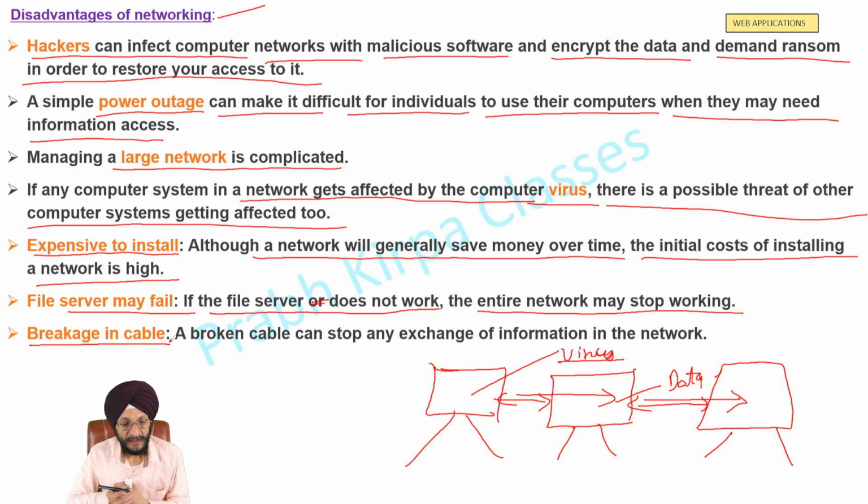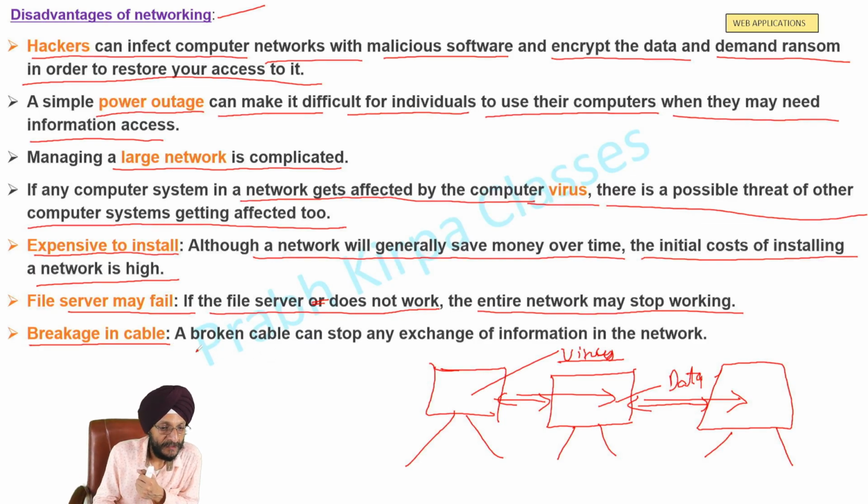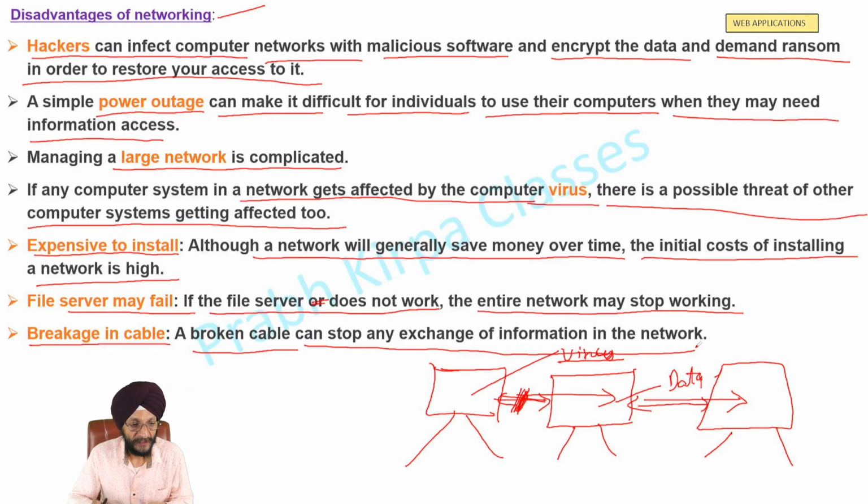Sometimes the computers are connected to each other through telephone lines or cable lines, and there may be a breakage in the cable. Suppose these are connected by cable and there is a breakage. So the data exchange will not happen in this type of network.